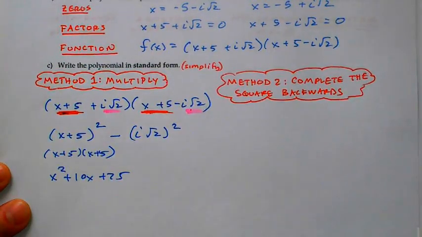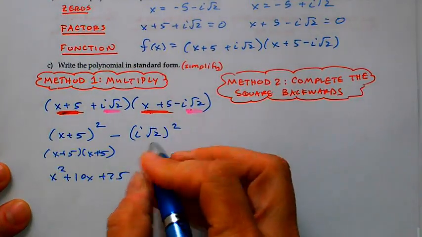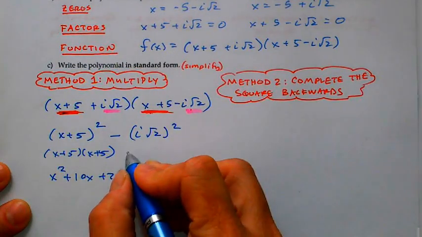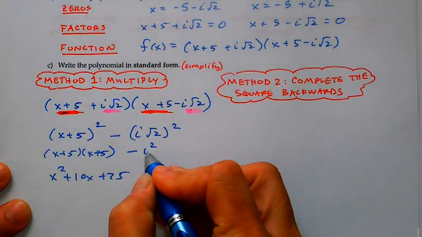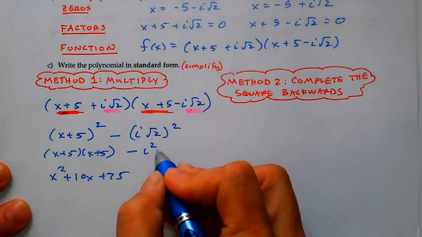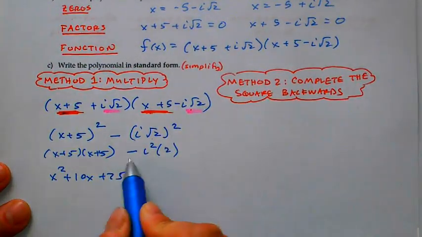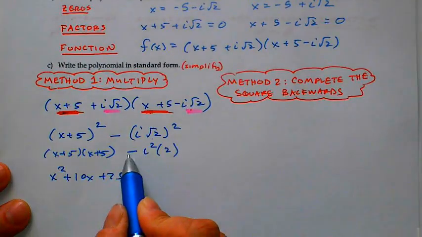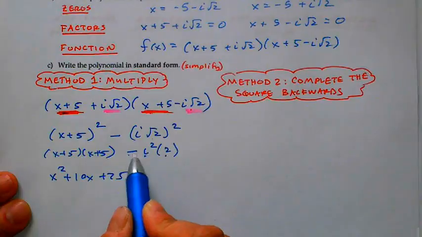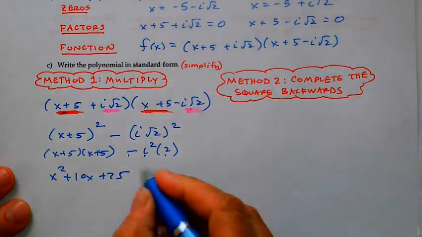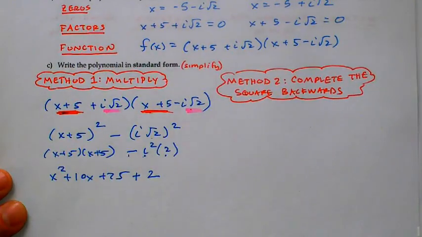That wasn't so bad. And then over here, we've just got to take some really special care to make sure we square this appropriately. So i squared will be i squared, and root 2 squared will be 2. So let's figure out what's going on here. We're minusing i squared times 2. Well, i squared is negative 1. So negative 1 times 2 is negative 2. We're subtracting negative 2, so we are adding a 2.